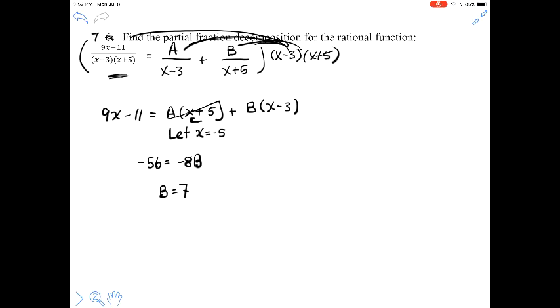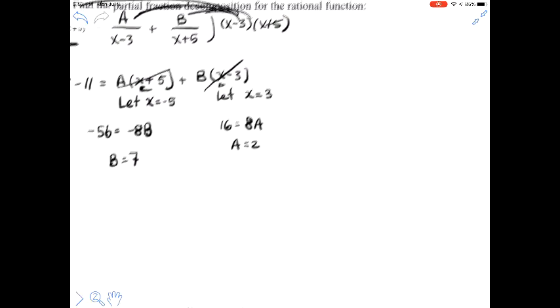And I can do the same thing. I'm going to let x this time equal 3, because if I plug in a 3 right here, then 3 minus 3 is 0, so then b would cancel, allowing me to solve for a. So if I plug in a 3, that's 9 times 3, which is 27. 27 minus 11 is 16. And then if I plug in a 3 here, I get 3 plus 5, which is 8 times a, divide by 8, and I get a equals 2.